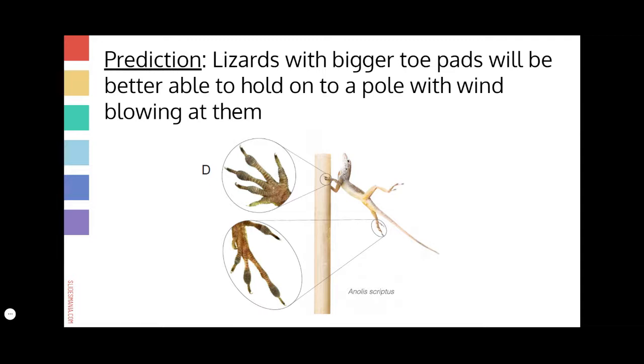So the prediction was that lizards with big toe pads will be better able to hold on to a pole if there's wind being blown at them. And that is, in fact, what they saw. So the hypothesis in this case, that lizards can hang on better if they have bigger toes, was supported by the data from the experiment.